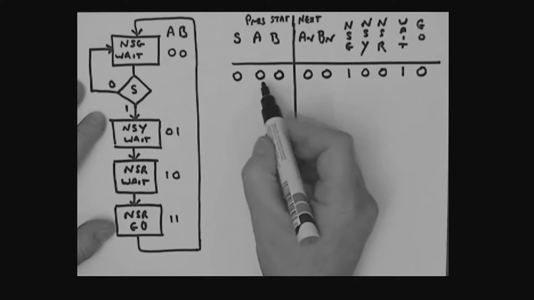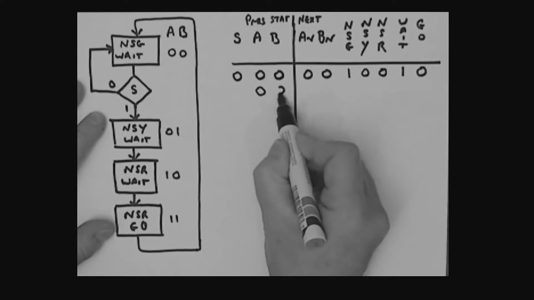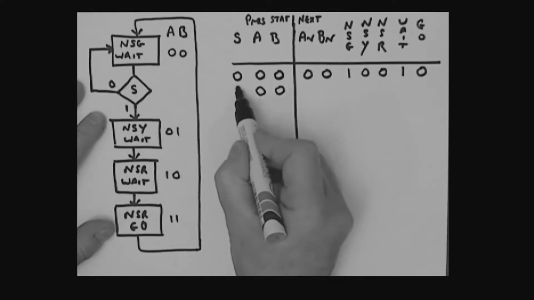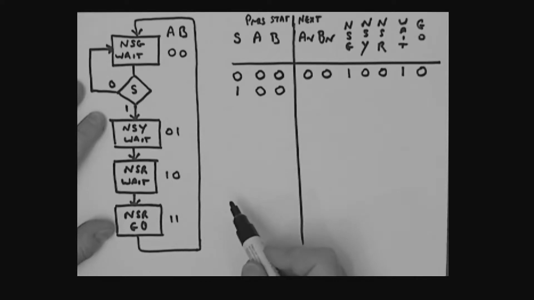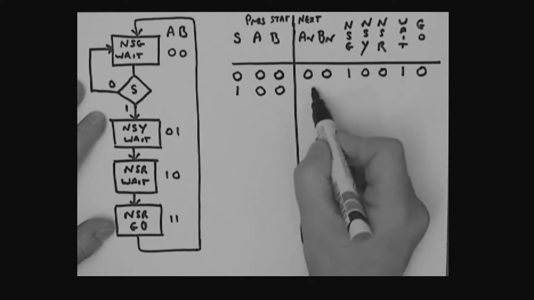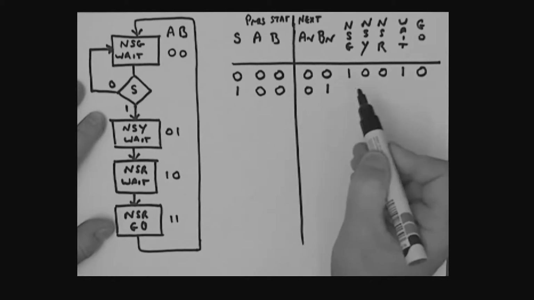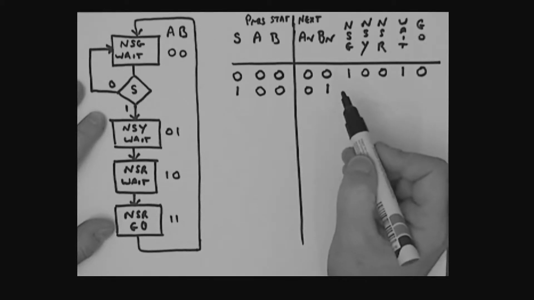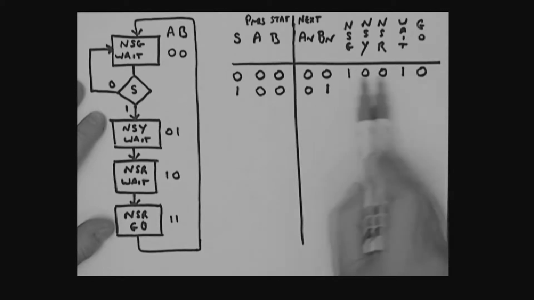Okay? All right, if I'm in the 0, 0 state, but this time the switch is pressed, it's a 1, okay? Where would I go next when I get the next leading edge of the clock? Yes, I'd go to the 0, 1 state. So that's our next state, the 0, 1 state.